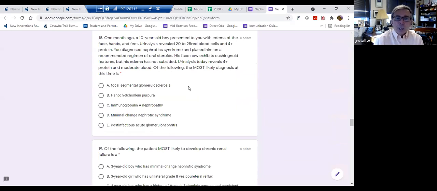18. All right, 1 month ago, had edema of the face, hands, had a few red cells, 4+ protein. He was diagnosed with nephrotic syndrome. Okay. Now he's Cushingoid. So he's getting the drugs. That's what that's trying to say. And yet he hasn't responded. So this is a nephrotic who's not responding to steroids.